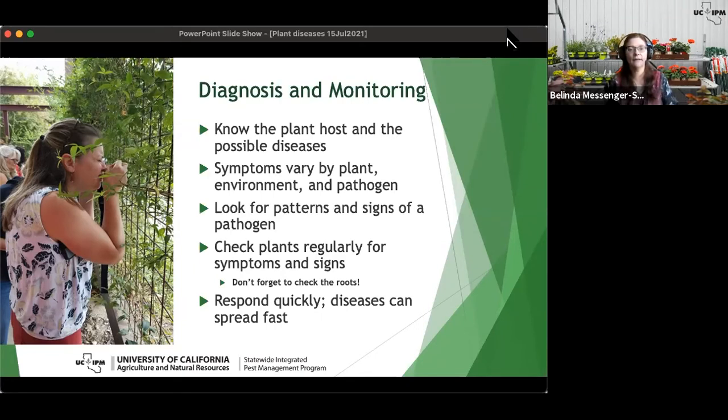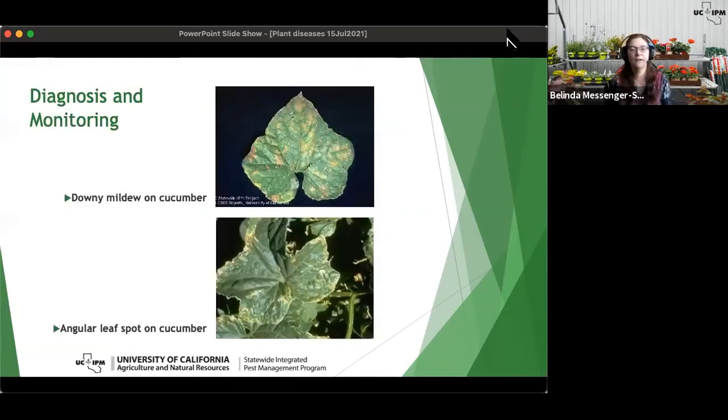Okay, next. The diagnosis can be difficult. You can't always rely on symptoms, like I said. So here's two different foliar cucumber diseases. They look really similar though. The top one is downy mildew. It's caused by an oomycete. The bottom is angular leaf spot. That's caused by a bacterium.